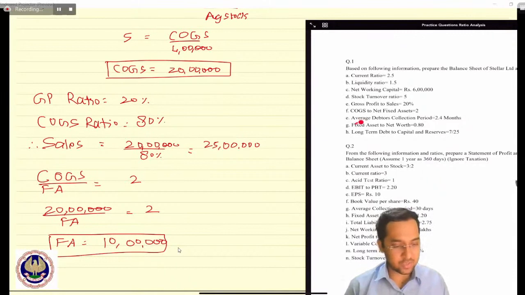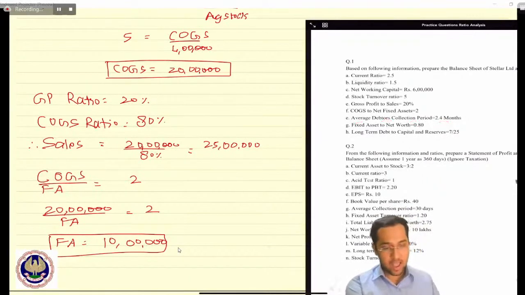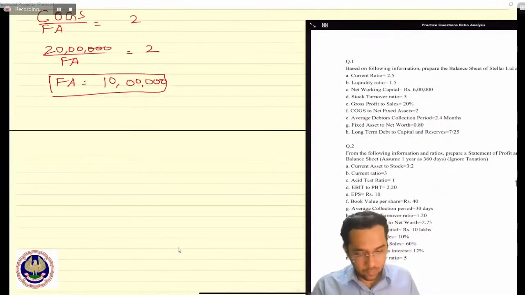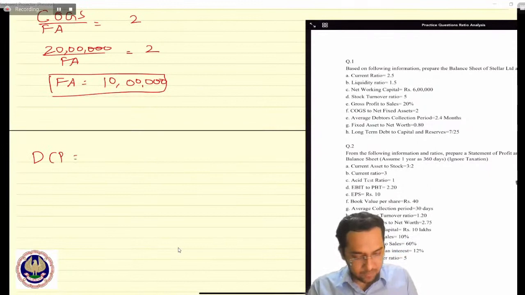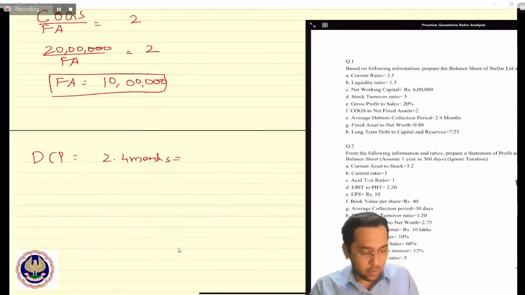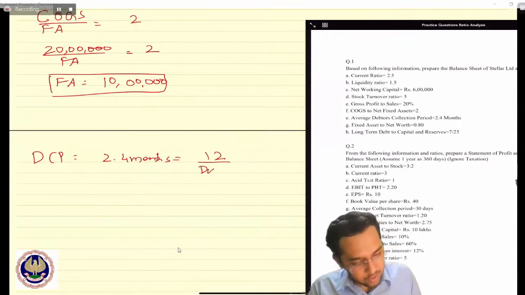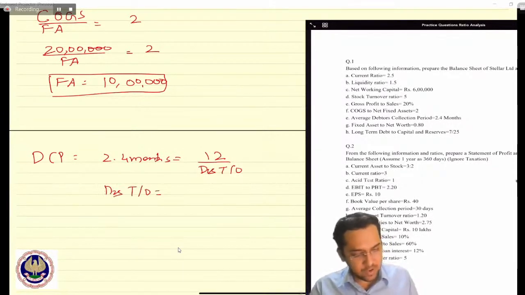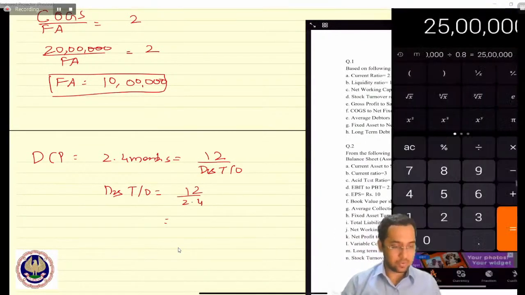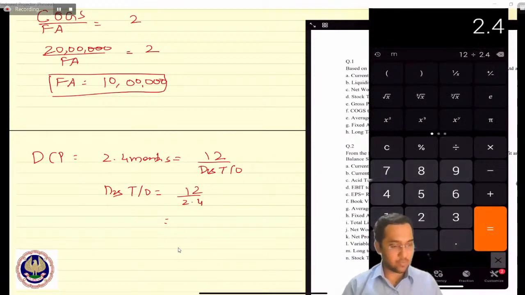Then the next ratio is average debtors collection period is 2.4 months. We have a debtors collection period of 2.4 months. How do we get this 2.4 months? It would have been 12 upon debtors turnover. So debtors turnover is 12 divided by 2.4.